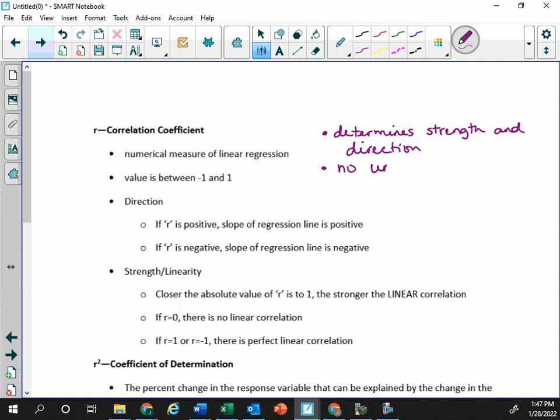There are also no units on R. So the R value is never going to be inches, degrees, anything like that. It's just a numerical value and that's it. It's always some value between -1 and 1. And the other interesting thing is it doesn't change even if we change units.